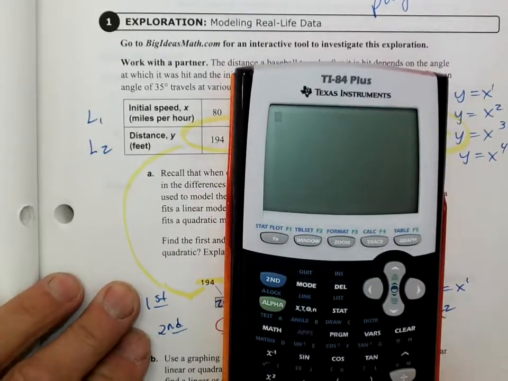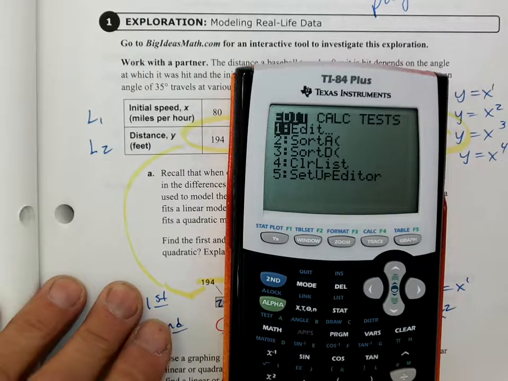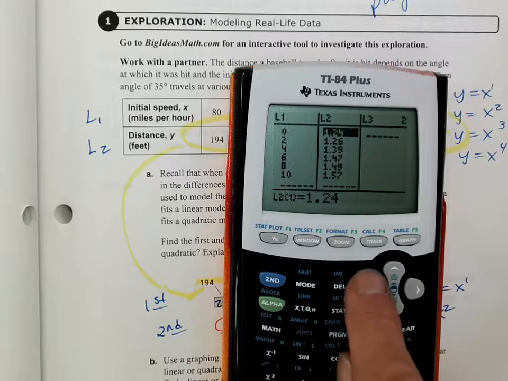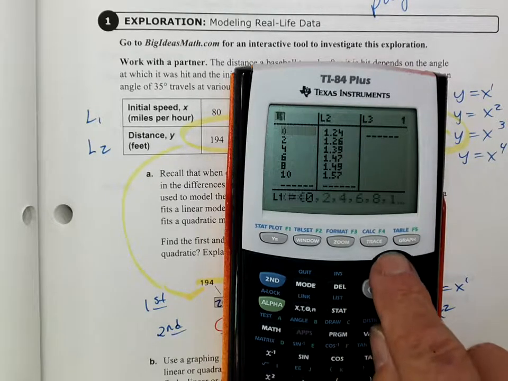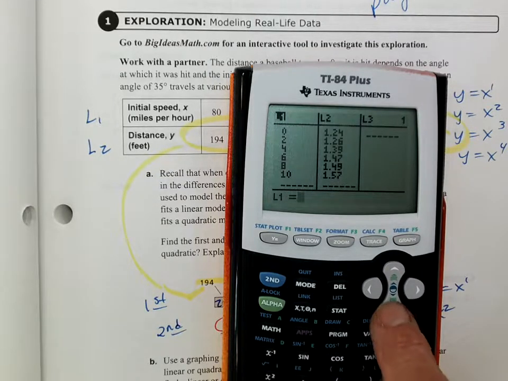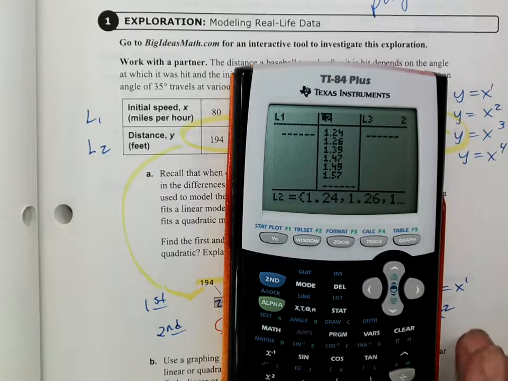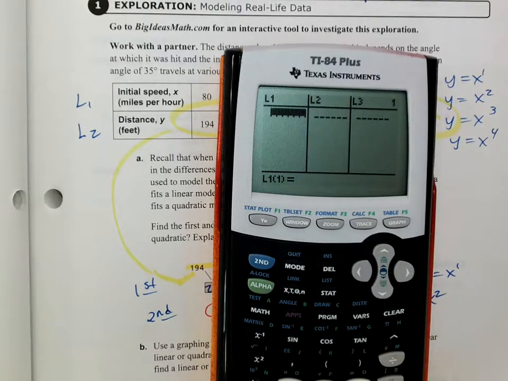So we go to stat. Edit. It's on edit. Push enter. I'm going to clear my list. So I'm going to highlight list 1, clear, down arrow, clear. Highlight list 2, clear, down arrow. So my lists are cleared.